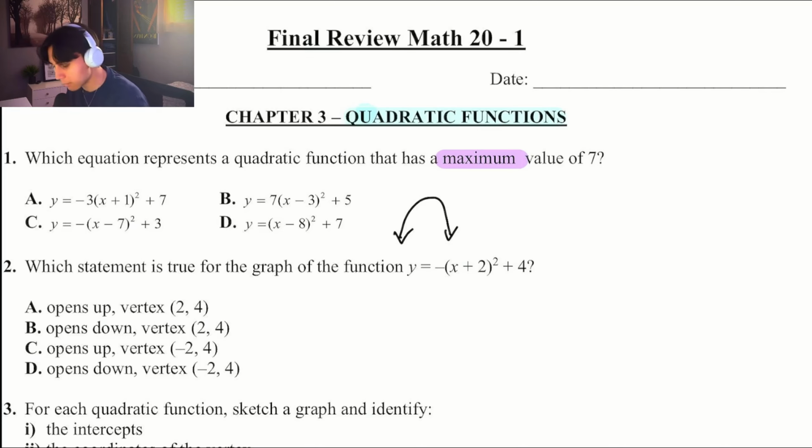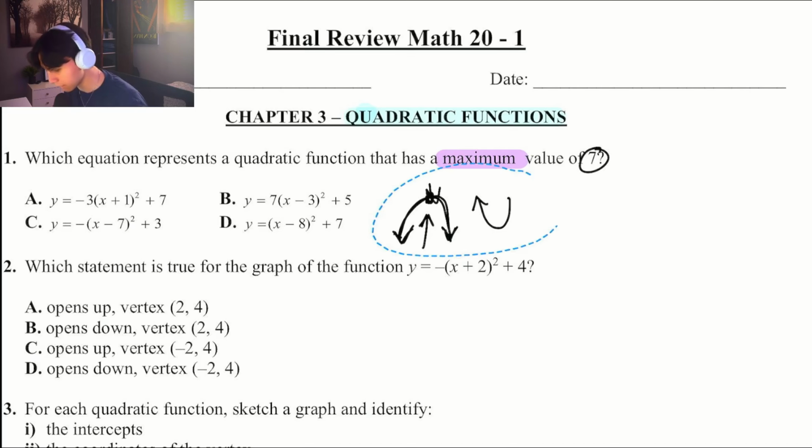And then we have the other vertex, which is going to be facing up. It has a minimum because it has a lowest point, right? So in this case, if it's asking for a maximum, we're looking for our graph that looks like this and also has the maximum value of 7. So our vertex has to be like this. Our graph has to be pointing down, and our vertex value has to be 7.